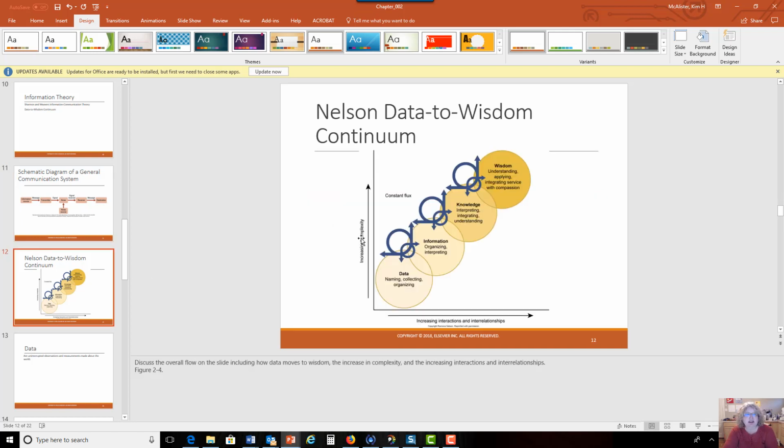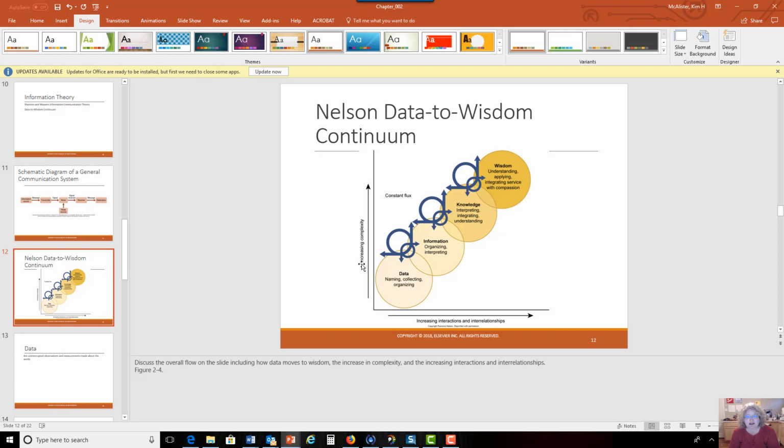So next we want to look at the Nelson Data to Wisdom Continuum. And this is part of the different theories of knowledge. First of all, we had Bloom's theory of knowledge, and this is in your textbook, so you can read more about Bloom if you would like to. But basically, Bloom came up with 3 healthcare concepts related to this, and that's data, information, and knowledge.